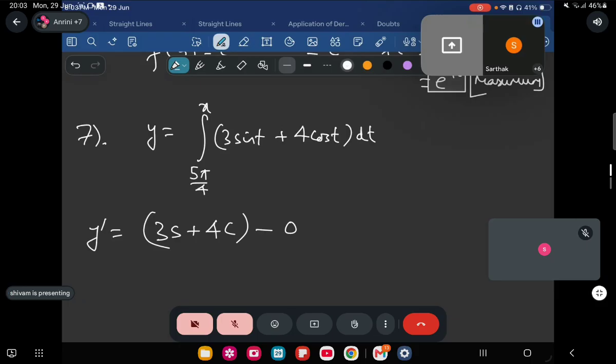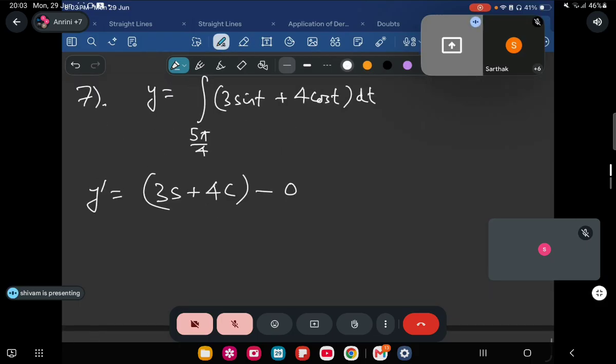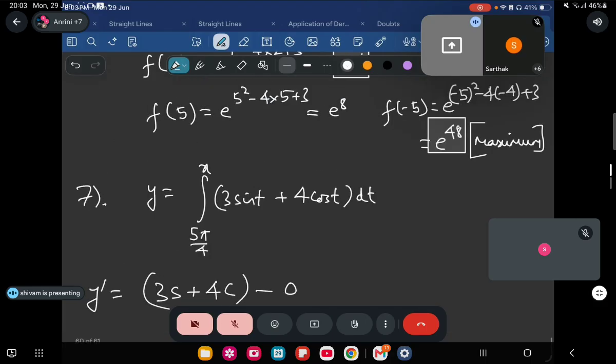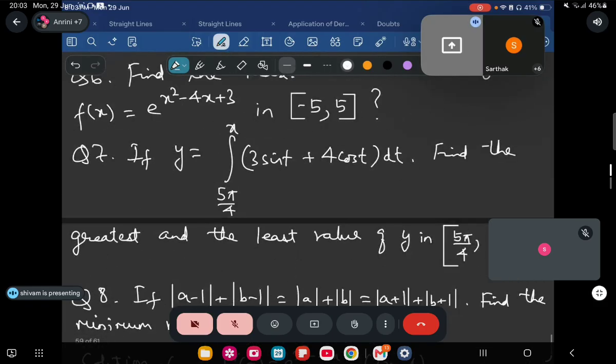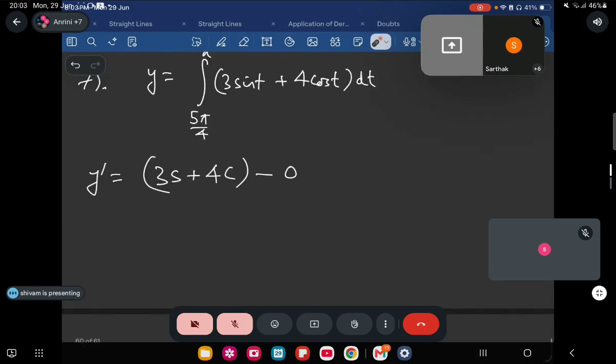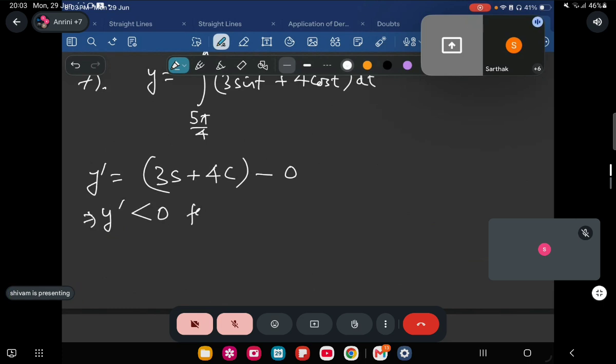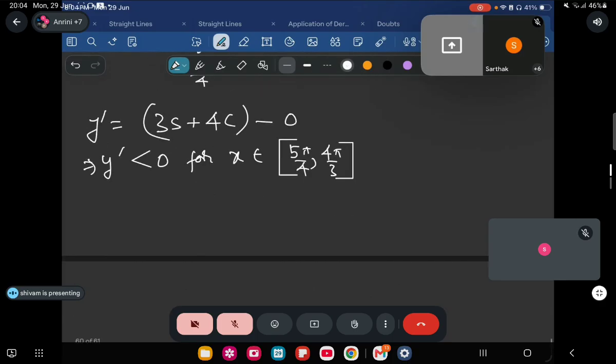Yes or no? Yes. Now, Sarthak, over here, in the range of 5 pi by 4 to 4 pi by 3, these are angles in the third quadrant, isn't it? In the third quadrant, both sin x and cos x are negative, right? So this implies y dash will be less than 0, isn't it? For x belonging to 5 pi by 4 comma 4 pi by 3. Tell me, anyone having any doubt, you can ask me.